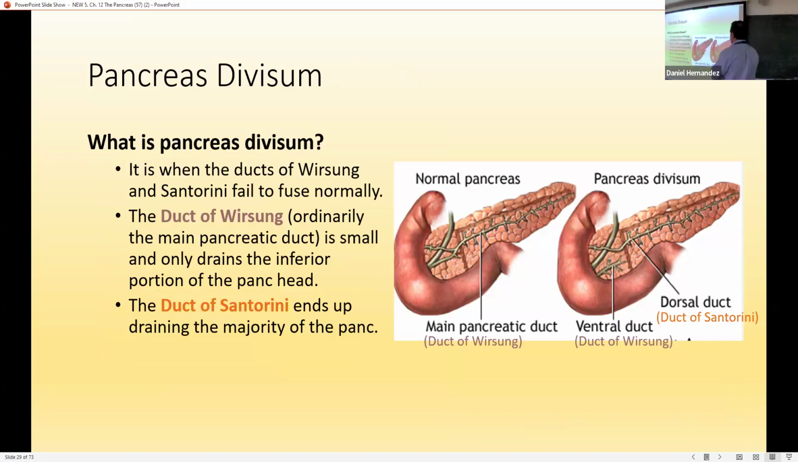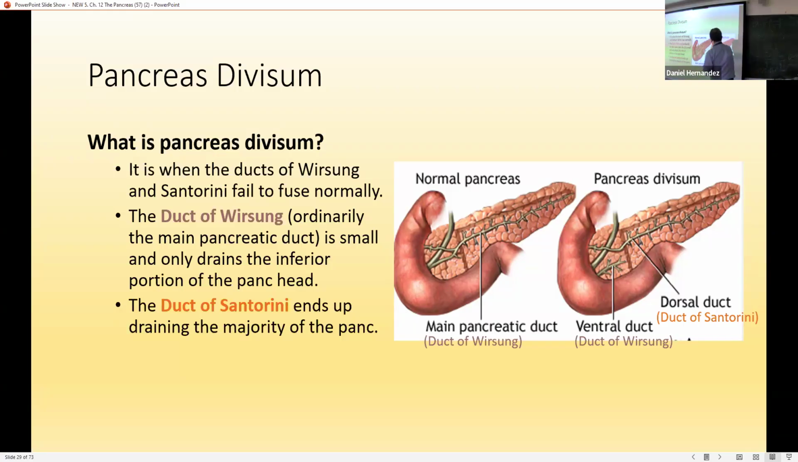We can get splitting of the pancreas, so pancreas divisum. It's when the ducts of Wirsing and duct of Santorini fail to fuse normally. Like I said, normally the duct of Santorini is just draining that anterior portion of the head and connects into the duct of Wirsing. In this case, the duct of Wirsing, the main pancreatic duct, is small and drains only the inferior portion of the pancreatic head, and the duct of Santorini ends up draining the majority of that pancreas.